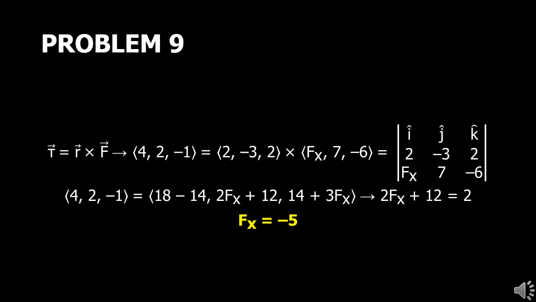Therefore, the value of the i component of the force should be equal to negative 5. So, our unit vector notation for the force should be equal to negative 5i plus 7j minus 6k.